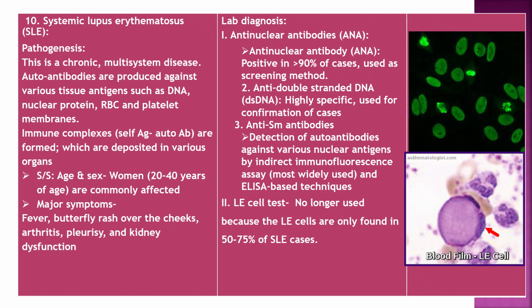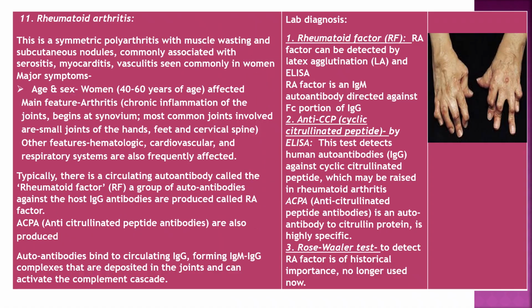Lab diagnosis: anti-nuclear antibodies are positive in more than 90% of cases and used as a screening method. Anti-double stranded DNA, dsDNA, is highly specific and used for confirmation of cases. Anti-Sm antibodies: detection of autoantibodies against various nuclear antigens by direct and indirect immunofluorescence assay. Most widely used is an ELISA-based technique. LE cell test is no longer used because LE cells are only found in 50 to 75% of SLE cases.